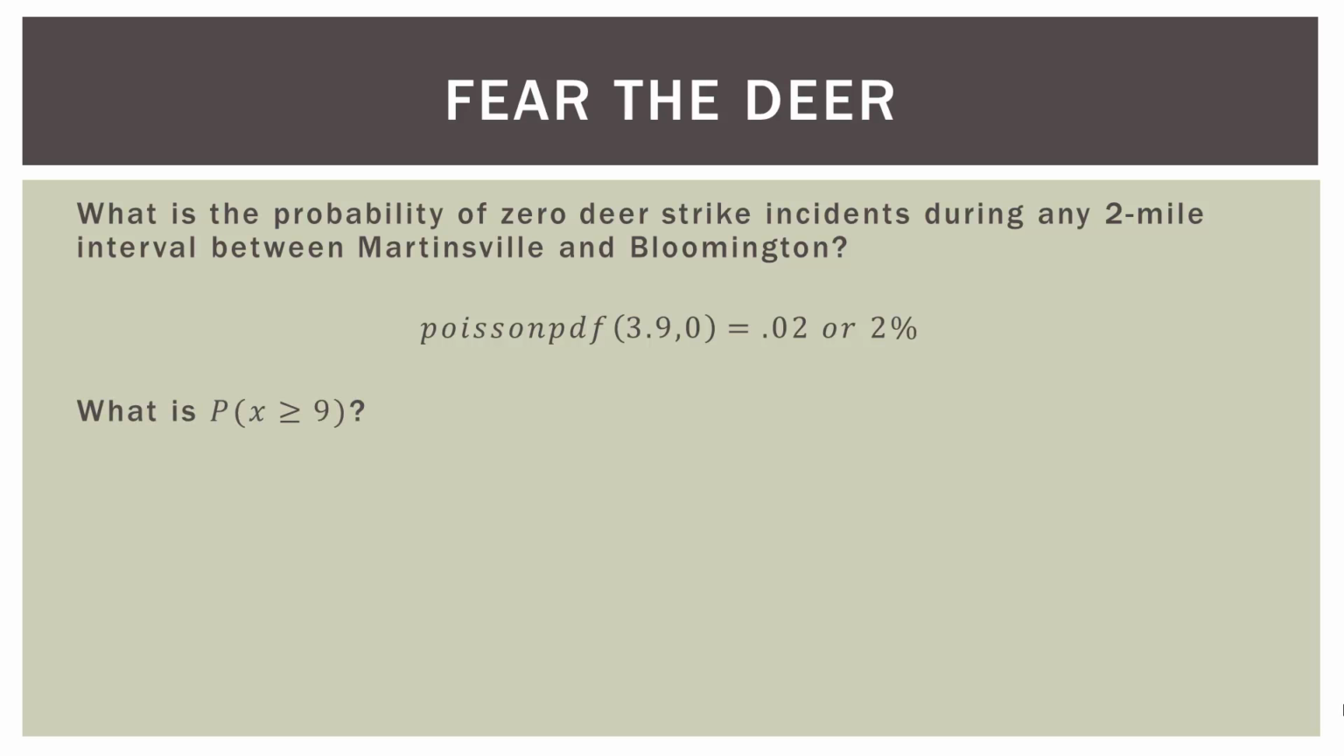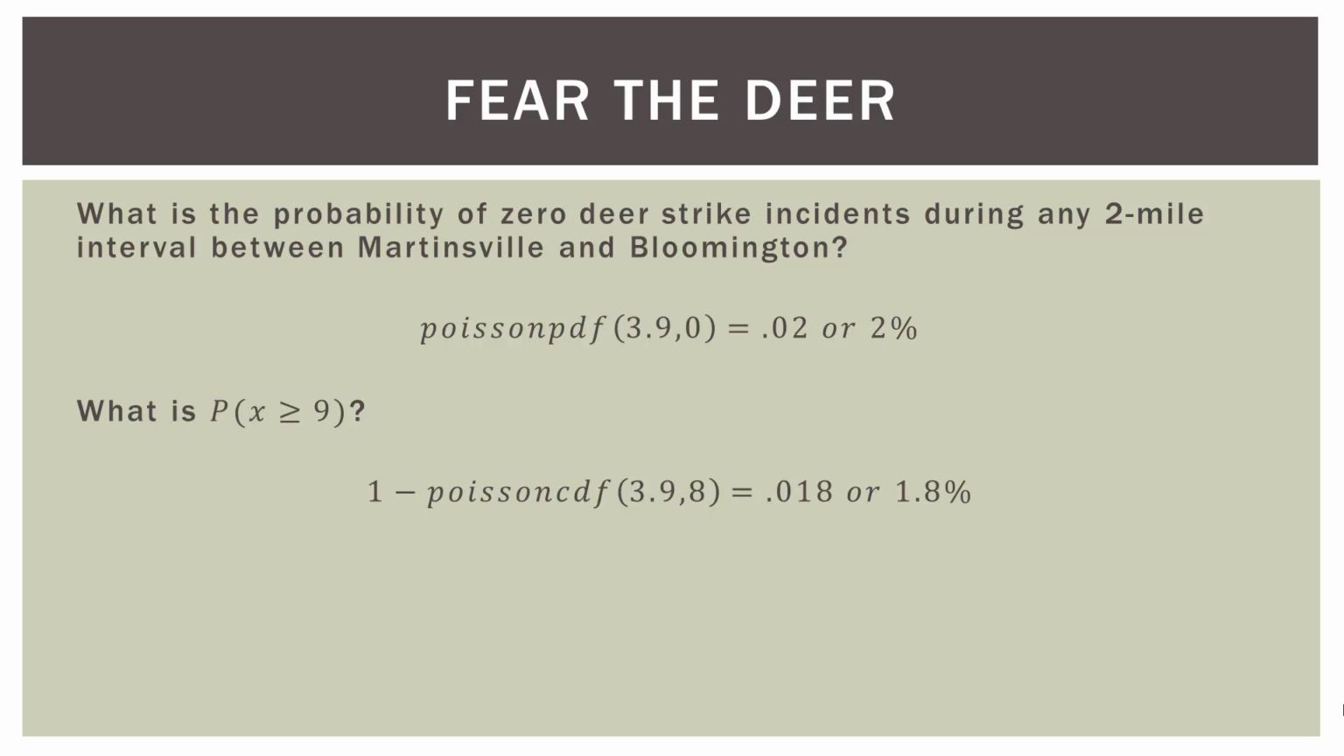Now what's the probability of 9 or more deer incidents in any 2-mile stretch of road? Well, how do we find that out? Well, we know that the entire probability distribution has to add up to 1. So if we find the cumulative probability up to 8, we can take that and subtract it from the overall probability of 1, and that will give us the probability of 9 or more.